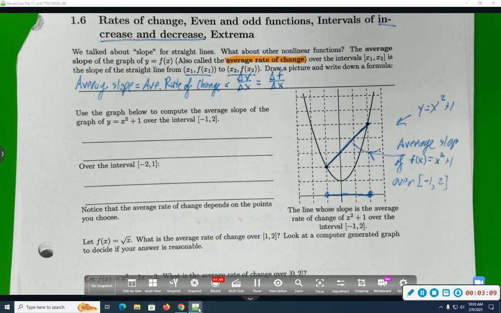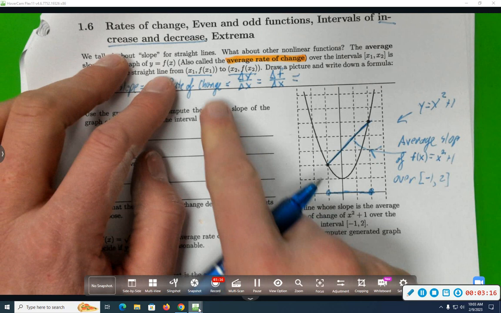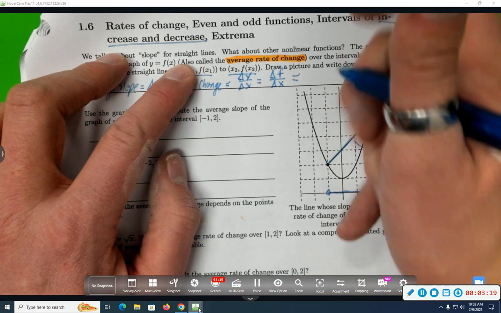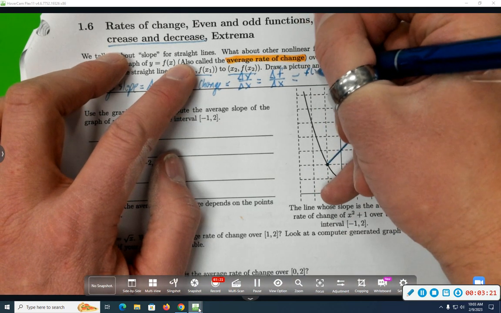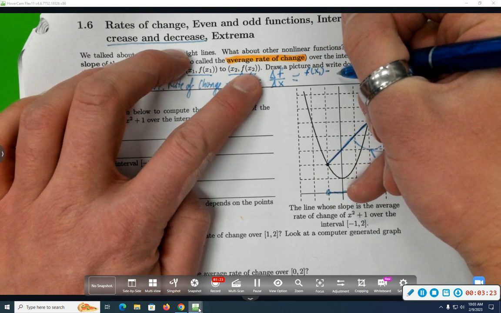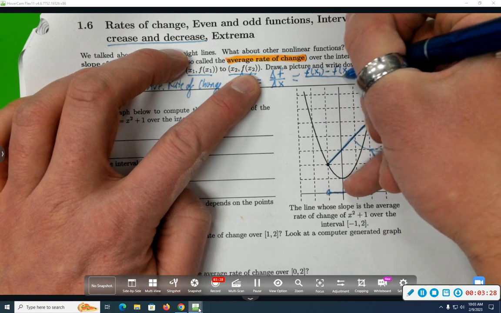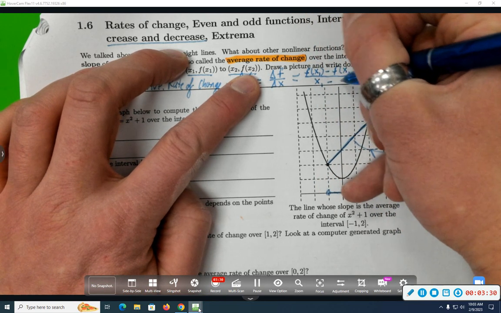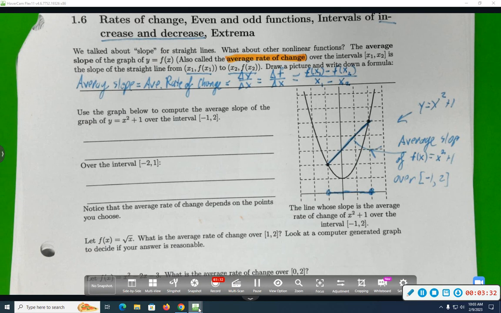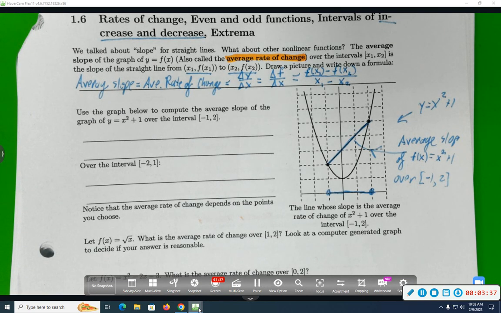And I haven't written down a formula yet. I've just written down different symbols you might use to describe it. But you also can write down the formula. It's the change in the y value. So f of x1 minus f of x2 all over x1 minus x2. That feel pretty okay? Hopefully it feels pretty familiar if you're just thinking about the definitions.